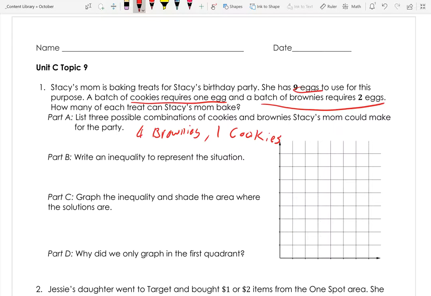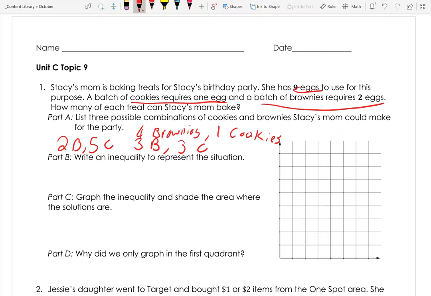Another one could be, let's say 3 brownies, I'm just going to abbreviate it as B, and 3 cookies. Because 3 brownies, that's 3 times 2 eggs would be 6 eggs. And then 3 cookies, that's 3 times 1 egg, which would be 3 eggs. That's 9 eggs altogether as well. So there's another combination. And then another one would be something like maybe 2 brownies and 5 cookies. But 5 cookies requires 5 eggs. So there's just a couple possibilities.